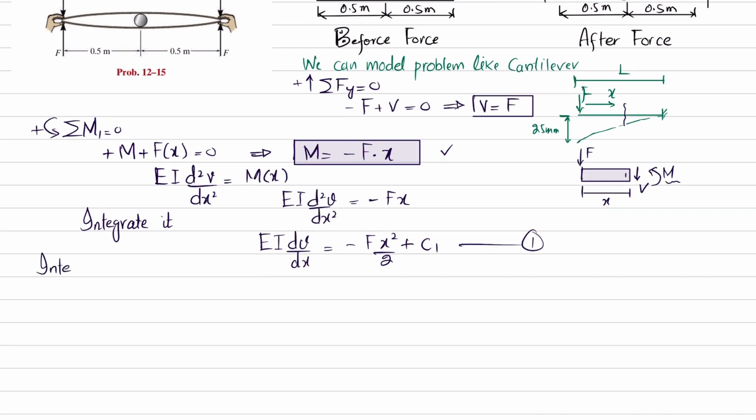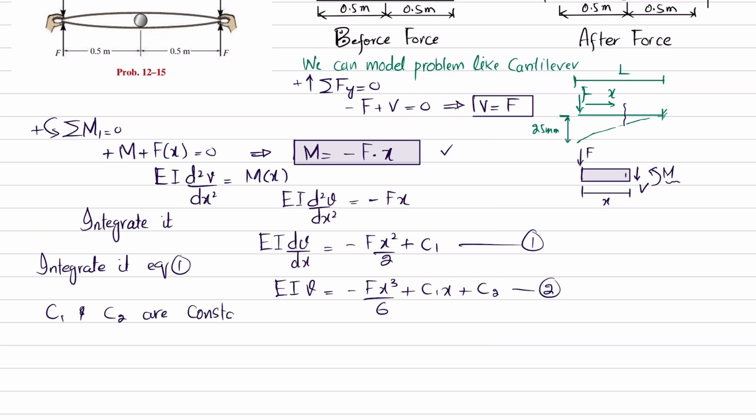Again integrate this equation number 1, and you will get EI into v equal to minus Fx cubed over 6 plus C1 x plus C2, which is a constant of integration. Let this be equation number 2. C1 and C2 are constants of integration, so we can find them by using boundary conditions. So what are the boundary conditions?